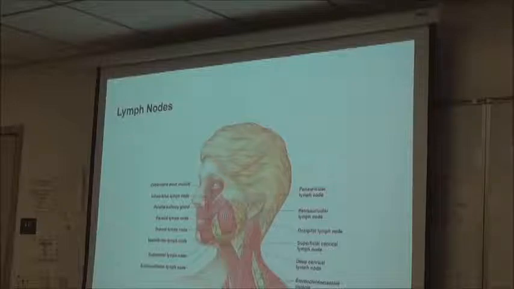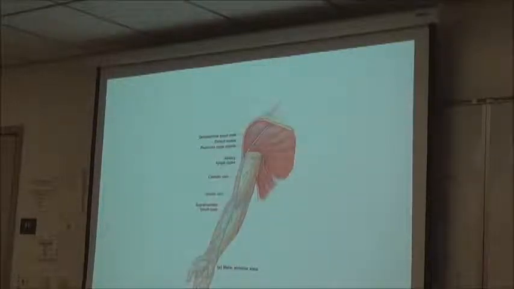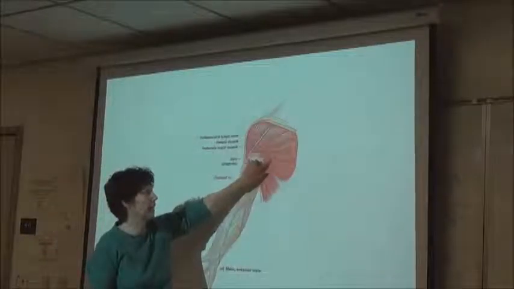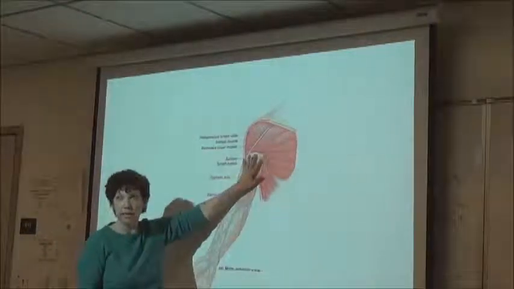So by region, I think I have regions listed in your lab packet, but it's just, cervical lymph nodes are in the neck, axillary lymph nodes are in the axilla, and so on. So along the upper limb, they tend to follow the veins. Here's a high accumulation in the axillary area.